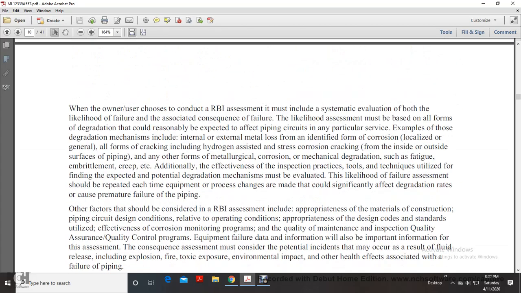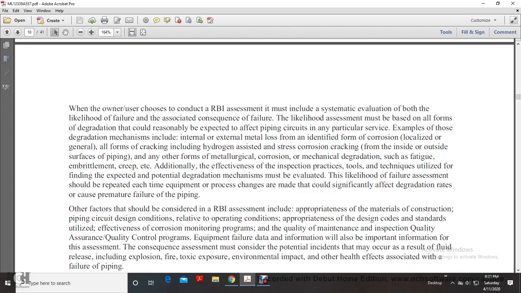When the owner or user conducts a risk-based assessment, it should include a systematic evaluation of both the likelihood of failure and the associated consequence of failure. The likelihood assessment should be based on all forms of degradation that could reasonably be expected to affect piping circuits. Examples of degradation mechanisms include internal and external metal loss from corrosion, localized or general, and erosion; all forms of cracking, including hydrogen-assisted and stress corrosion cracking, on the inside or outside surface of the pipe; any other forms of metallurgical corrosion; and mechanical degradation such as fatigue, embrittlement, creep, etc.